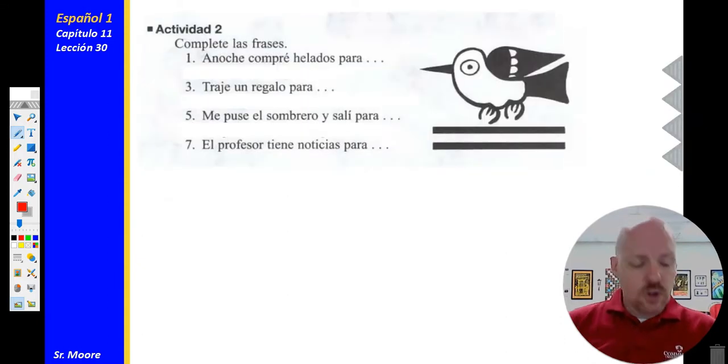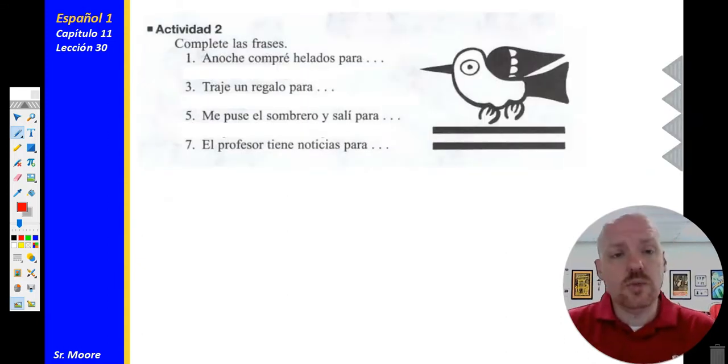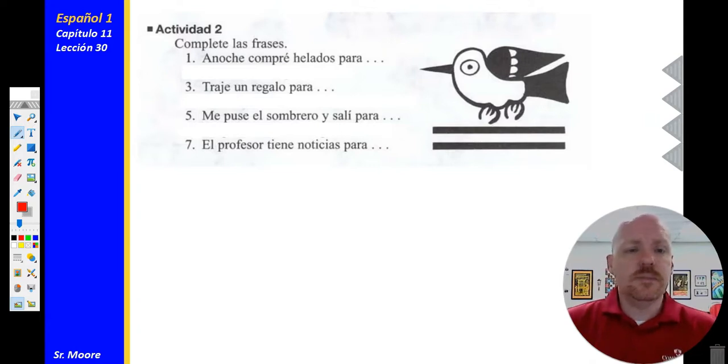Let's move on to Actividad 2. Also on página 250. Complete these sentences. You can put just about anything in these sentences here. Complete las frases. Número 1.